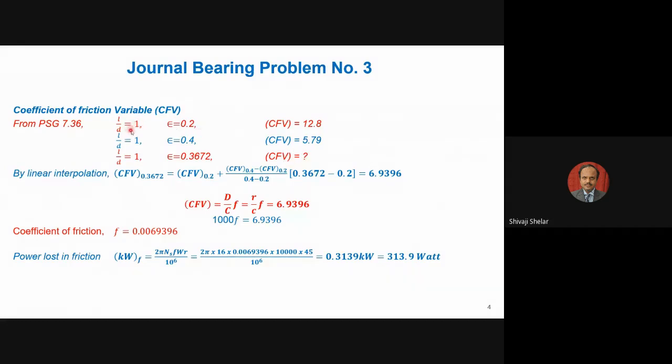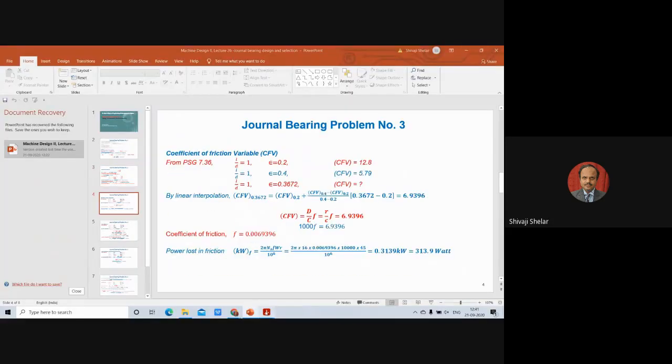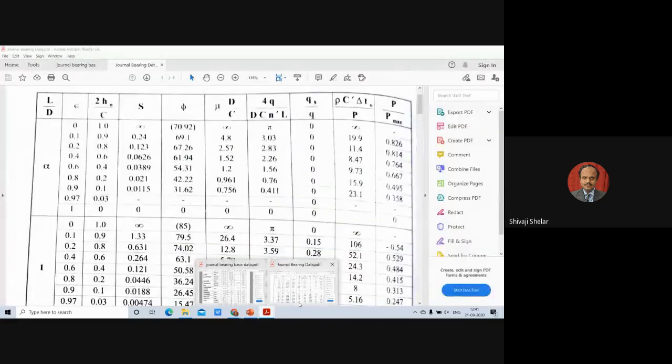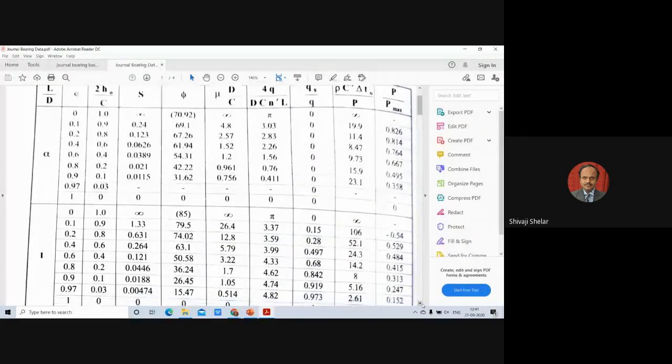So when we take L by D is equal to 1 and epsilon is equal to 0.2, CFE is equal to 12.8. And when L by D is equal to 1, epsilon is equal to 0.4, CFE is equal to 5.79. You can check in the table also. We have taken it from this table. So you can see here, these are the epsilon values. This is for L by D is equal to 1.